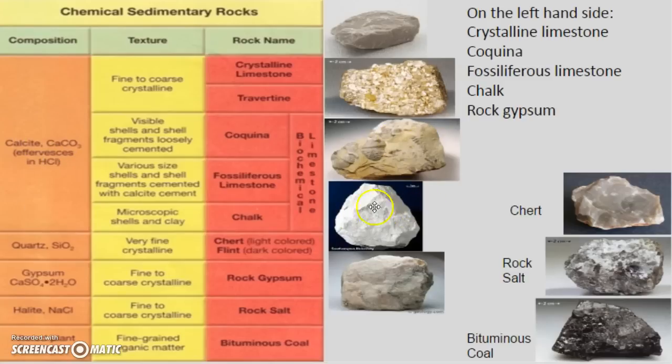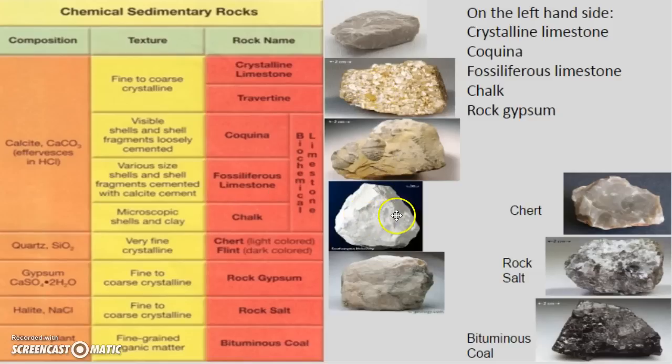Moving on here, we can look at chalk. Chalk is just microscopic shells in clay. Also, it's going to effervesce because it contains calcite. So this group right here, notice we have crystalline limestone. We're not going to do much with travertine, but we will do a lot with limestone, particularly crystalline limestone. All of these are comprised of calcite.